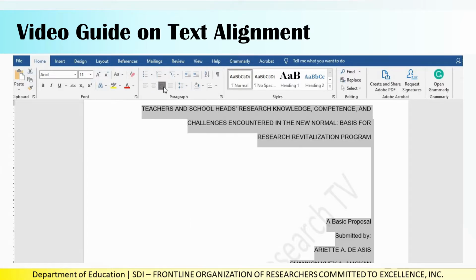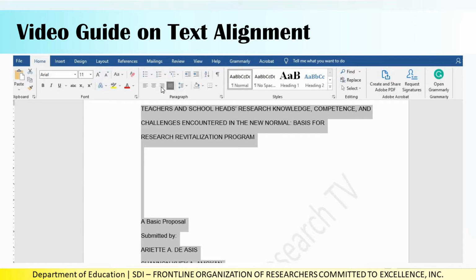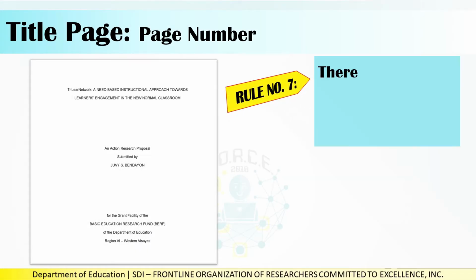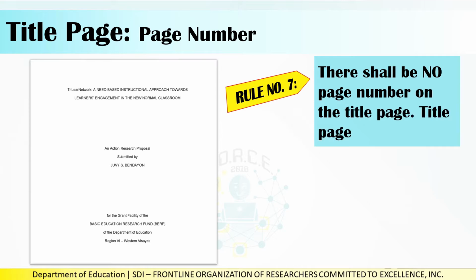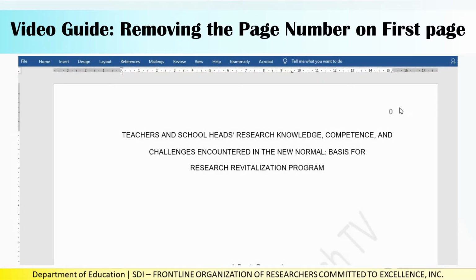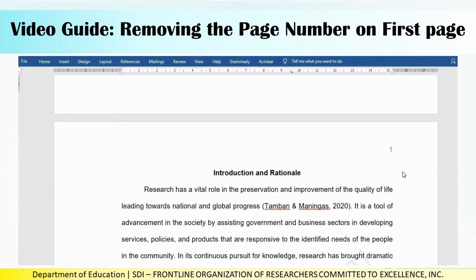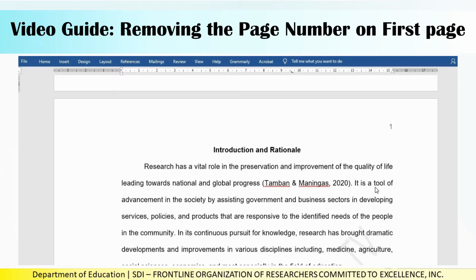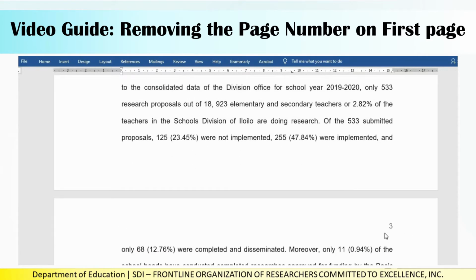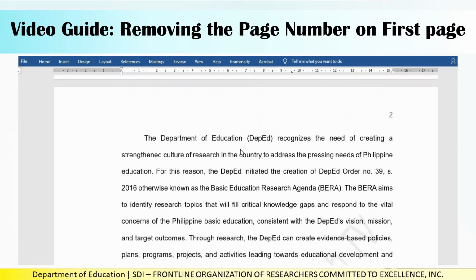Align left, center, align right, and justify. But we are to choose center alignment. The page number starts with 0. The title page is page 0. This is the video guide to remove the page number, because as a rule, the first page or the title page has no page number.